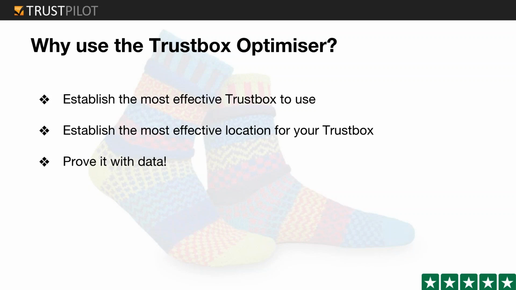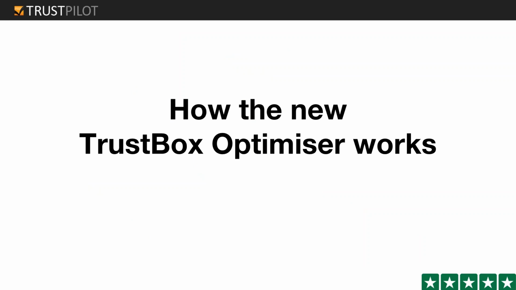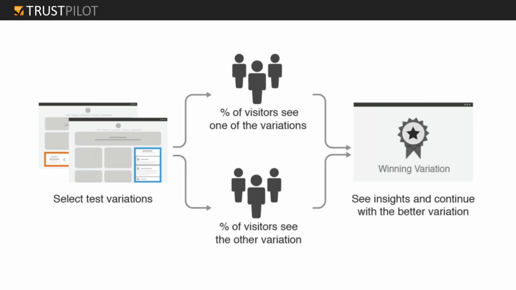So how the new Trustbox Optimizer works is as follows. This graphic that you can see on screen is just a visual representation of exactly what happens. It's basically a split test tool in that, as a business or as an agency, you'll decide on the test variations that you want the business to take on. A percentage of visitors to the website will see one variation of the website with or without the Trustbox, and then the other percentage of visitors will see the other variation, whether it's with or without the Trustbox. That's essentially the methodology behind it.